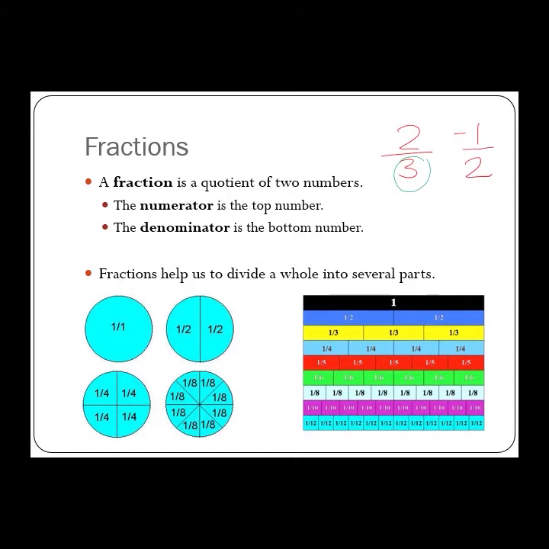Fractions help us to divide things into several parts. The denominator tells you how you're splitting things up. So because that's 3, that's like splitting a circle up into 3 parts. And because the numerator is 2, that's like having 2 of those third parts.